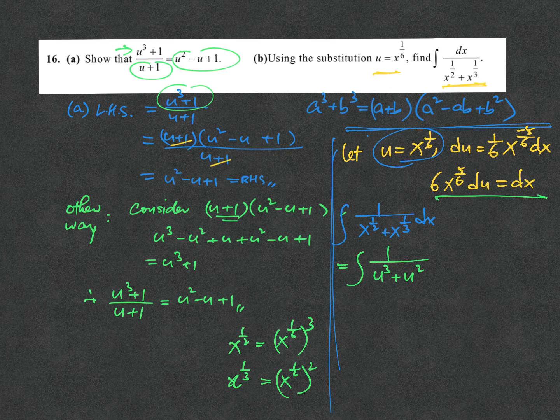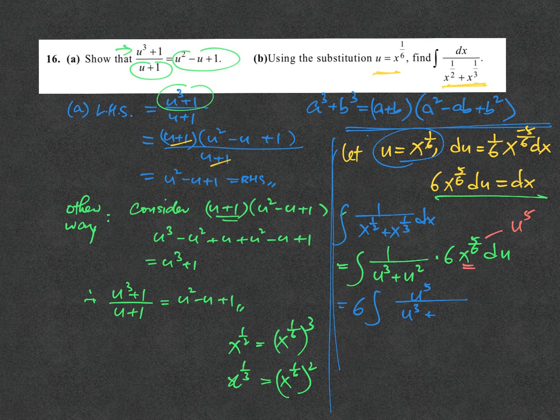Together with the dx and du, you have 6x to the power 5 over 6 du. And now I have to turn this one into, can you see that it's u to the power 5? If yes, the question can be finished very soon. The 6 I move to the front, and now in the denominator is u to the power 5.